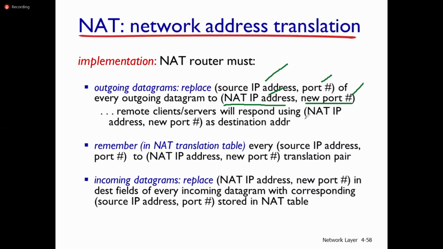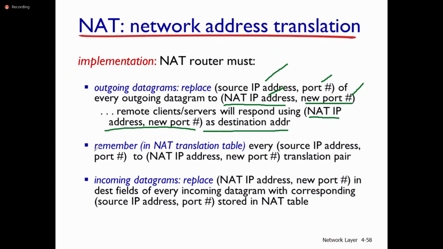So the remote clients or servers will respond using the NAT IP address and the new port number as the destination address. The remote devices, the client devices or servers, will respond using the updated IP address and updated port numbers. This is one of the responsibilities of the router: it has to replace the source IP address as well as the port number of all outgoing datagrams with the NAT IP address and new port numbers.